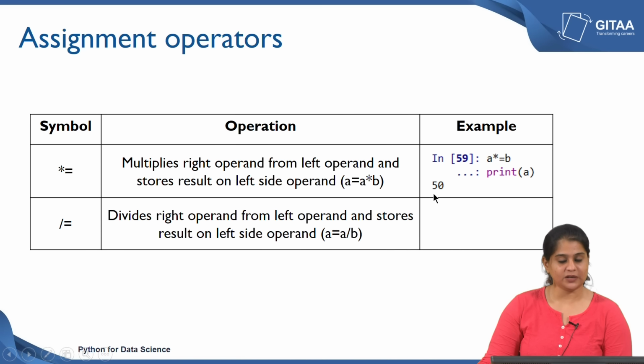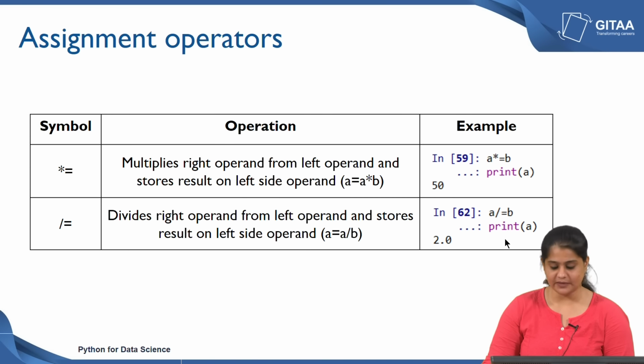Forward slash equal to means division. Whenever I use this operator, I am going to divide the left operand by the right and store the value on the left operand. In this case a forward slash equal to b translates to a equal to a forward slash b. If you print the value of a, you can see that the value has been updated to 2 from 10.